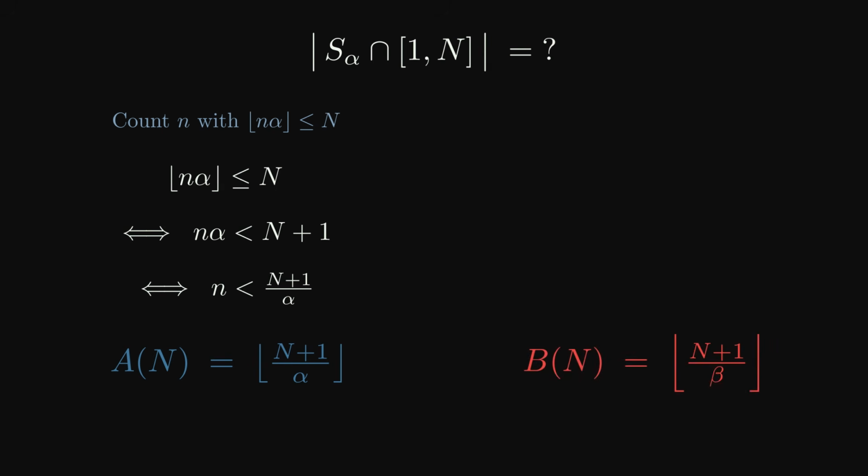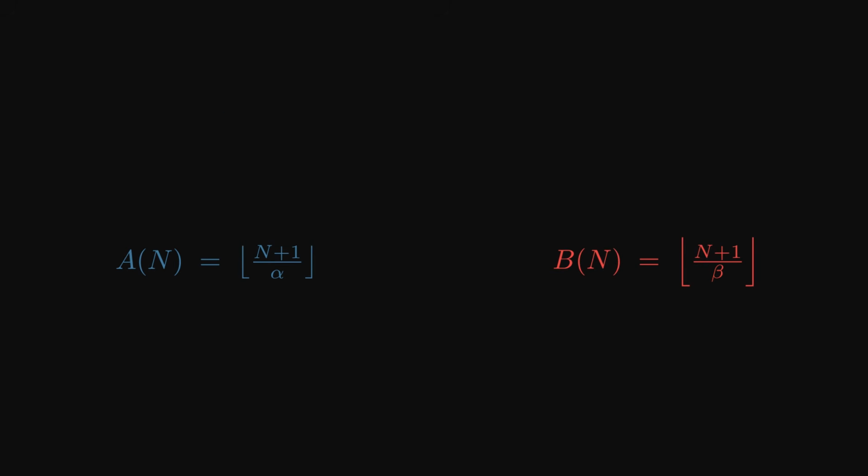Similarly, the number of elements of S sub beta less than or equal to n is the floor of n plus 1 divided by beta. Call this B of n. Beatty's theorem says A of n plus B of n equals n, exactly. The total count of elements from both sequences below or equal to n is n, because every integer below or equal to n is in exactly one sequence.